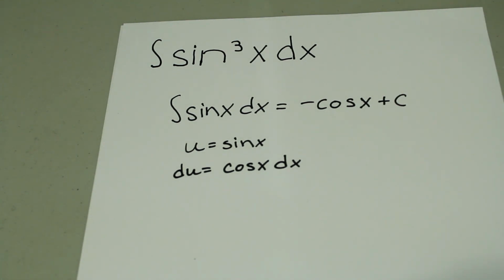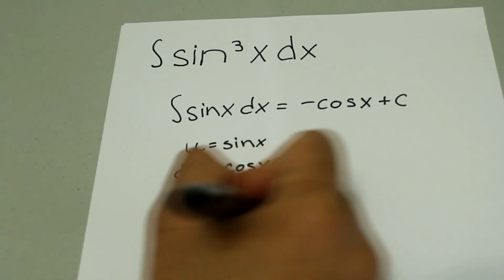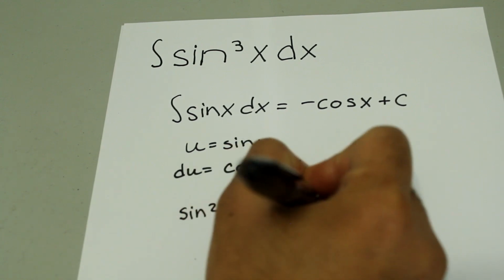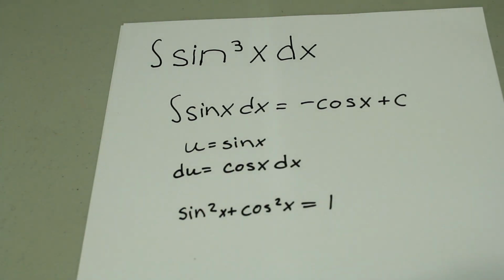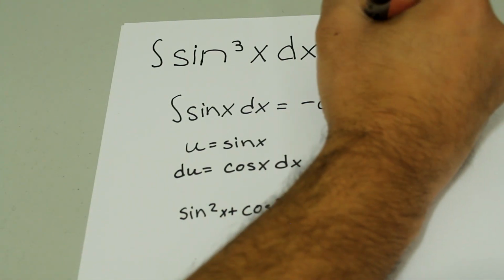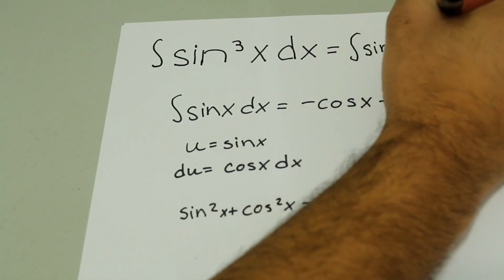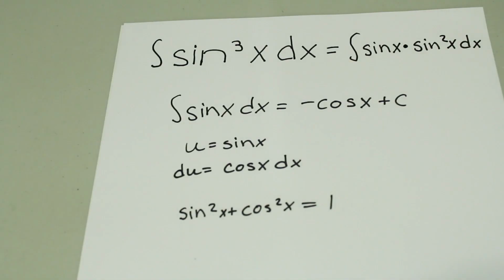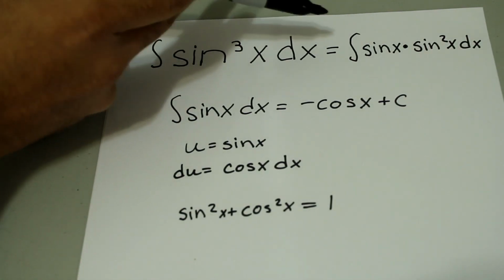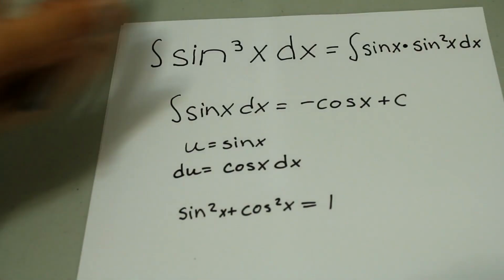Well, if you recall the trig identity, sine squared x plus cosine squared x equals 1. That can be used in this case. Well, you might say we have sine cubed x, not sine squared x. Well, we can easily rewrite this as integral of sine x times sine squared x dx. All I did was I took a sine x out and then I multiplied that by sine squared x. And when you multiply these together, you get sine cubed x.